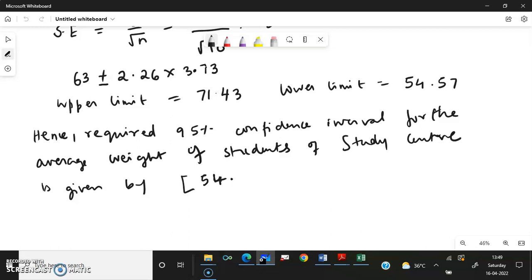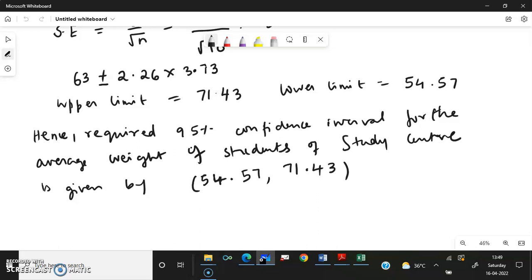54.54, okay, 54.57 is the lower limit, comma, the upper limit is 71.43. Okay, we can take the open interval, better. We'll take the open interval. Okay, so that is (54.57, 71.43).